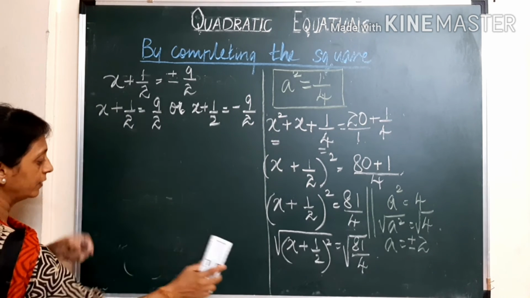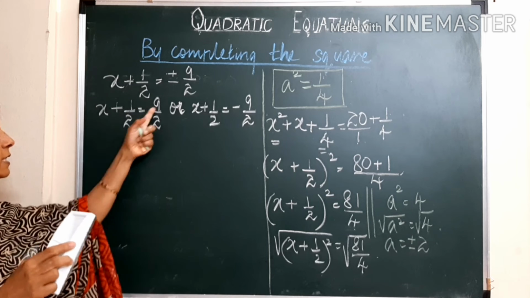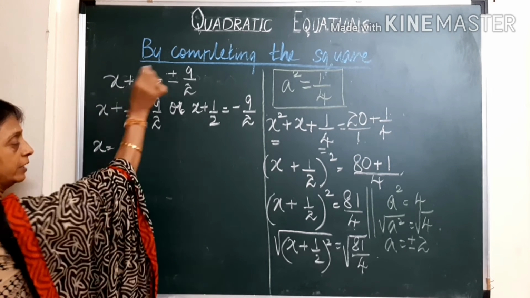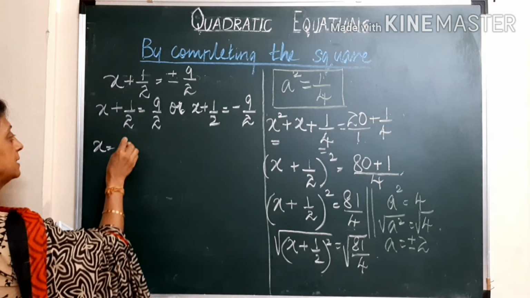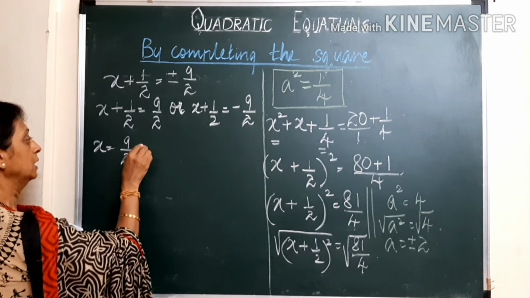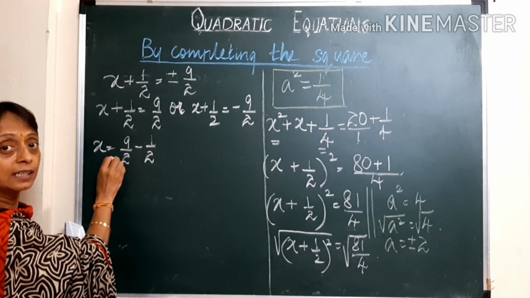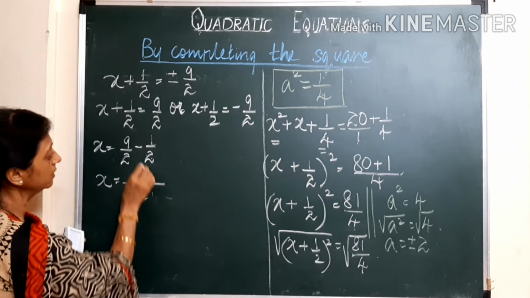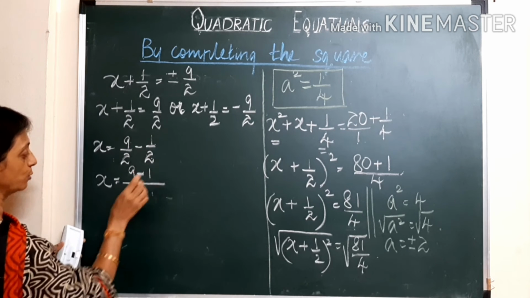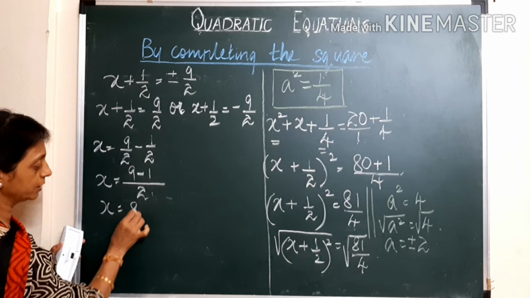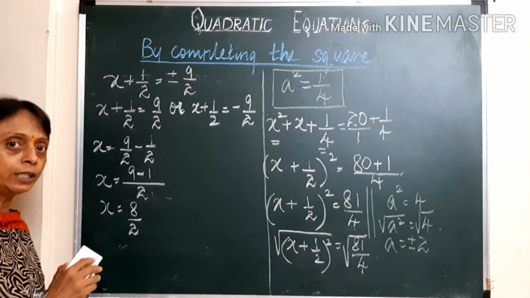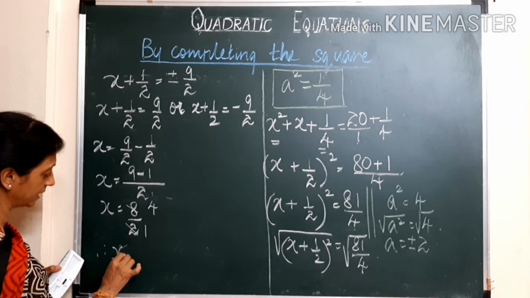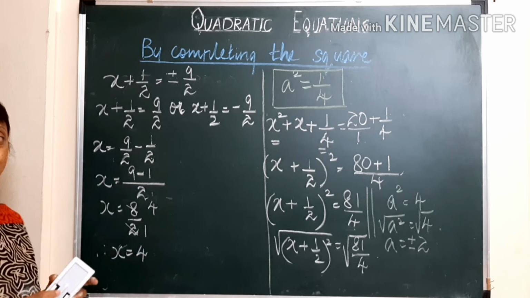Let's solve the first part where the value is 9 upon 2. So what do we get, children? Plus half. When it goes on the other side, minus half. The denominators are the same, so you can equate the numerators. 9 minus 1. So x will be equal to 8 upon 2. Reduce, 2 ones are 2, 2 fours are 8. So finally we are done with x is equal to 4.